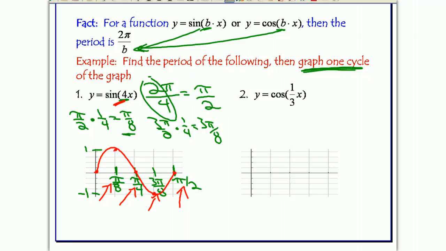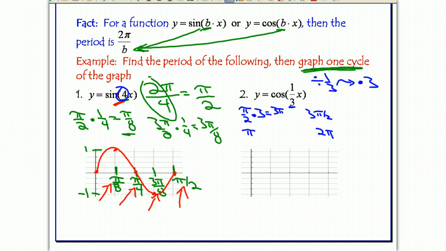We can take our key points, which were the pi halves, the pi, the 3 pi halves, and the 2 pi. We're going to divide all these, just like before we divided by 4 over here. We're going to divide by 1/3. How do you divide by 1/3? That's the same as multiplying by 3. So this is only going 1/3 as fast. So I have to take all these things times 3.